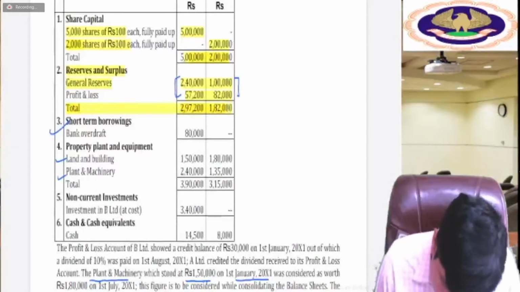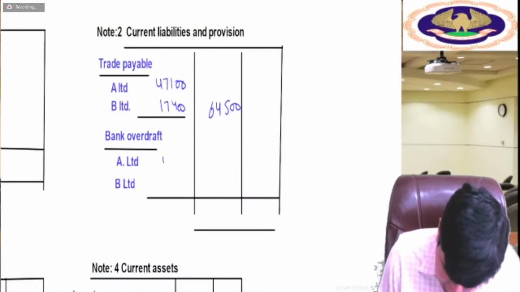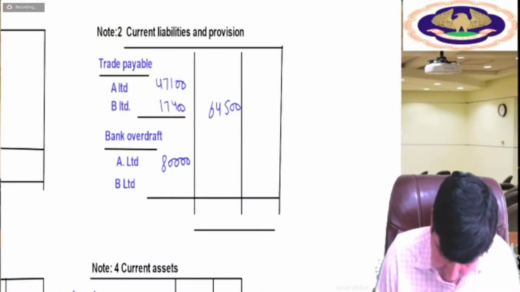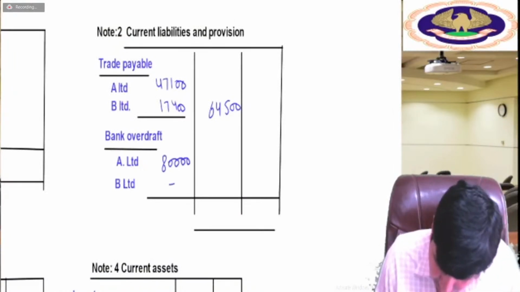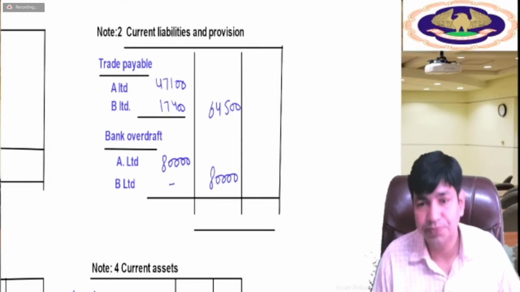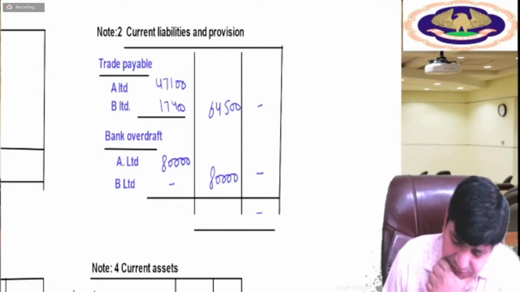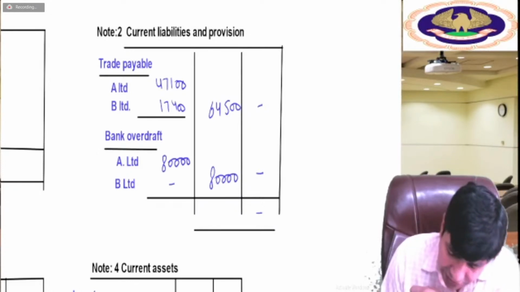So you have posted these also now. A Limited has 80,000. There is no bank overdraft in the balance sheet of B Limited. Very, very easy. So you can do the total also here.